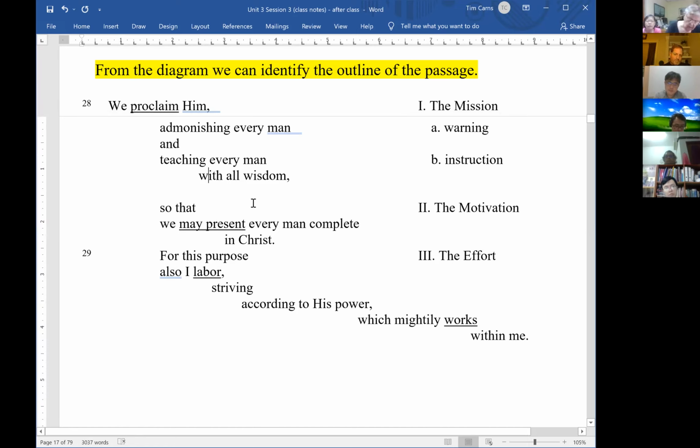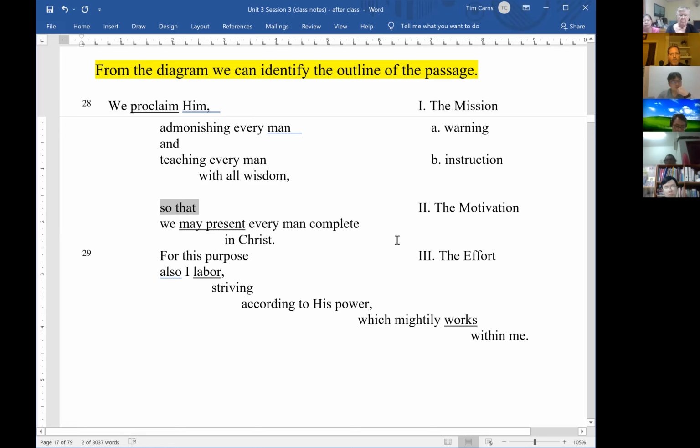But if I were to preach this passage, I would break it up into these three points. The first being the mission, and then the second being his motivation. So that tells us why he does this. And then the third, my focus would be on the effort. I couldn't think of a word that started with M to match the others, but the idea, notice, is his focus is on the effort. And it is another purpose statement, but it gives the idea of why he gives this effort. Right? Labor, striving, the power which mightily works in me.